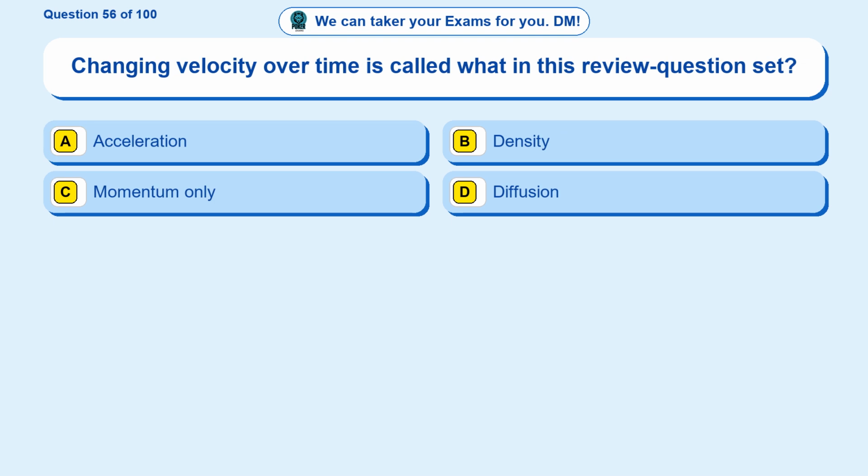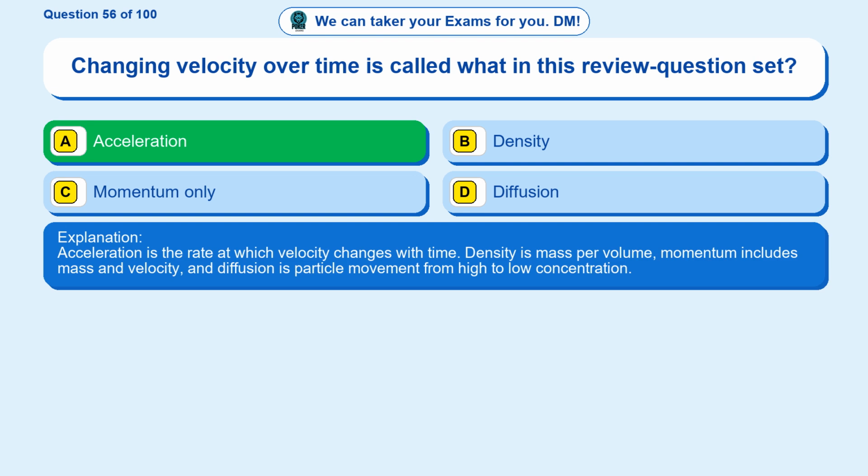Question 56. Changing velocity over time is called what in this review question set? Option A, acceleration. Option B, density. Option C, momentum only. Option D, diffusion. The correct answer is option A, acceleration. Acceleration is the rate at which velocity changes with time. Density is mass per volume, momentum includes mass and velocity, and diffusion is particle movement from high to low concentration.